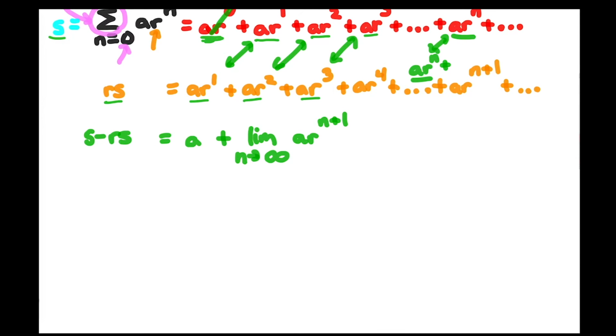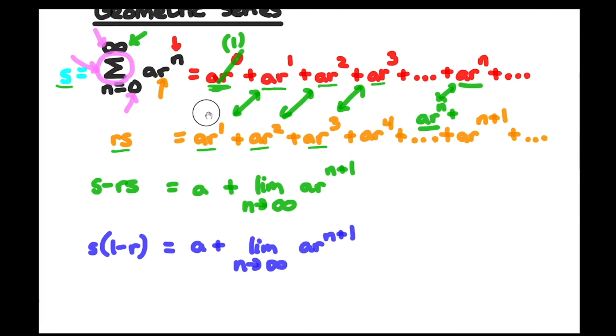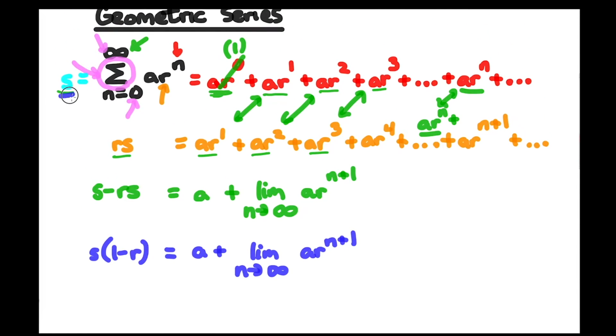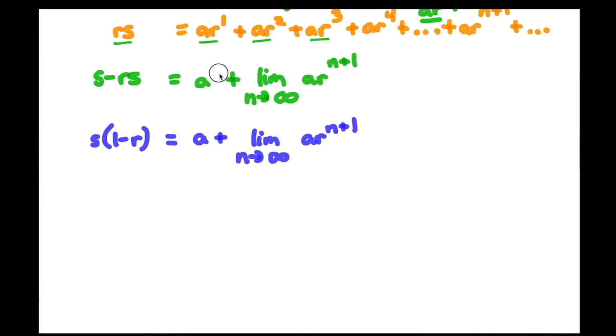Now, an interesting thing that you can do here is factor out an S, and you get S times the quantity 1 minus R is equal to the same thing that we just had here. From here, we can actually solve for S, which you might be thinking, we already solved for S, it's up here. We solved for S right here. But this is a little different result. That's basically why I'm doing this.